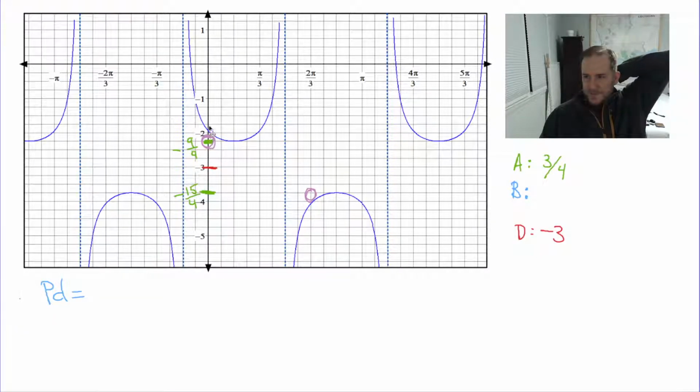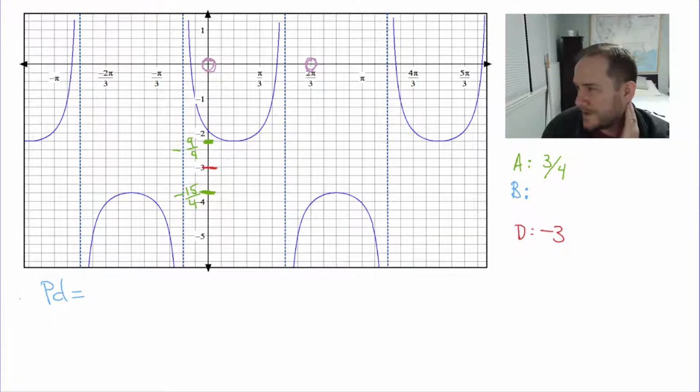is. Because if I put this one at 0, this is 0, then this one ends up at 2 pi over 3. Then guess what the distance from 0 to 2 pi over 3 is? It's 2 pi over 3. So that's our period. And that's kind of the cheap life hack way to get your period. So our period's 2 pi over 3.